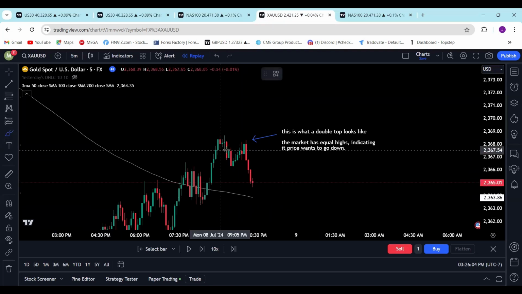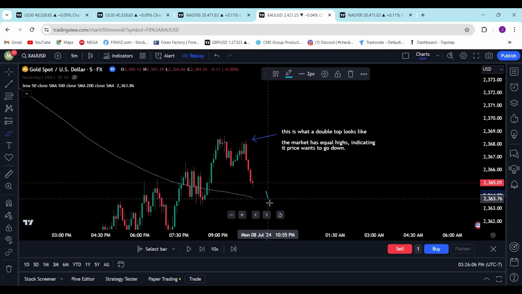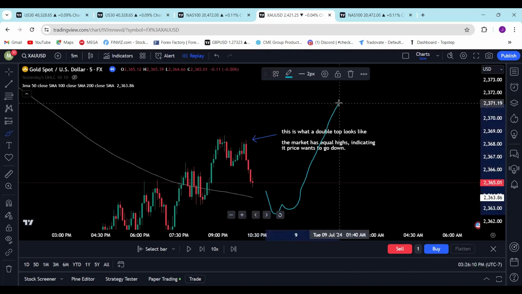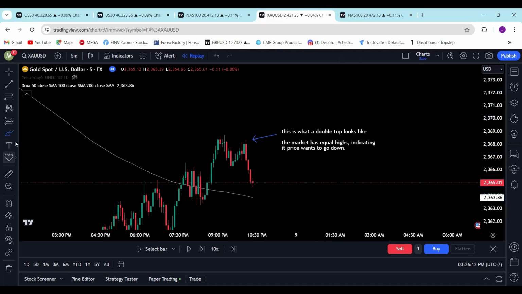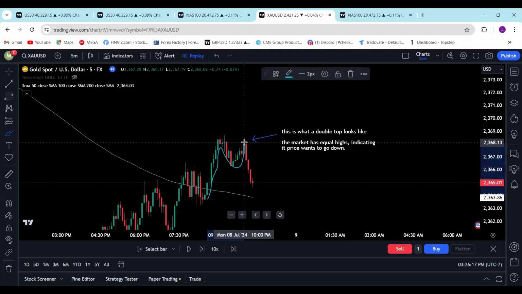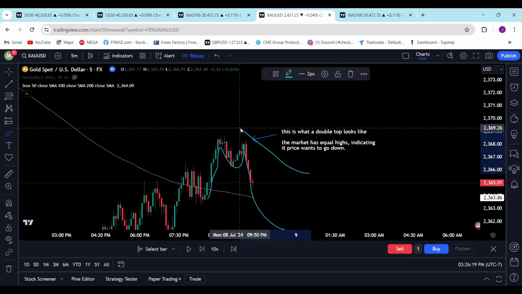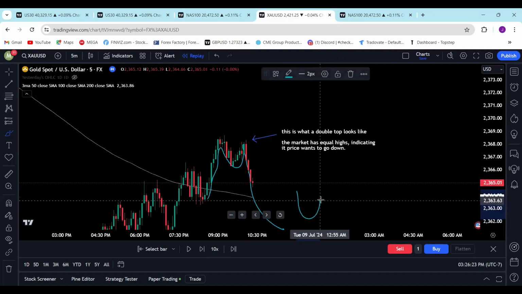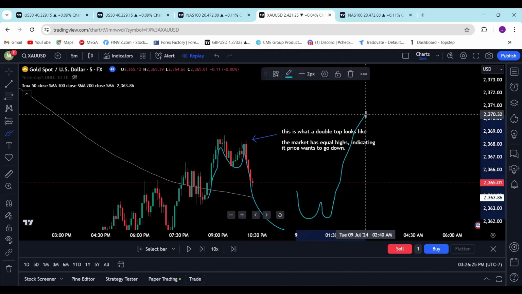What is a double bottom? A double bottom literally looks exactly like this. Same thing. It goes like that, a double bottom, and then it pushes up. Just like this here, it pushed up and kind of created an M, and it just drops. Same thing with the double bottom. It'll go like this and just go crazy, right?